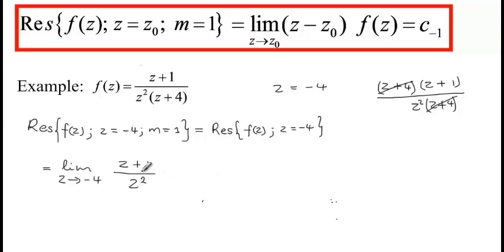Now, since this expression is defined at z equal to -4, we can compute the limit by directly substituting z, which gives us -4 plus 1 over -4 squared, which simplifies to -3 over 16. So in this case, -3 over 16 is our residue for the given function f of z at the simple pole z equals -4.